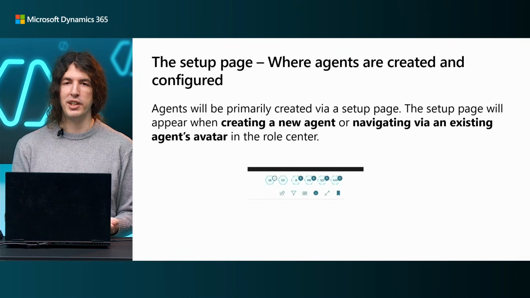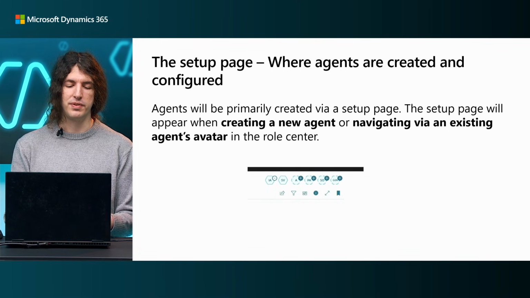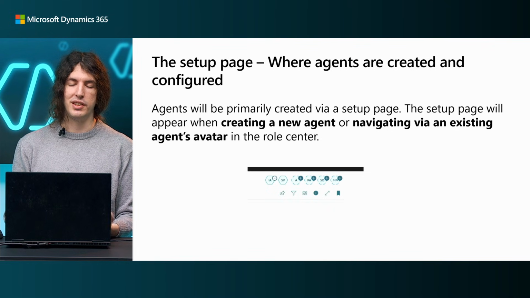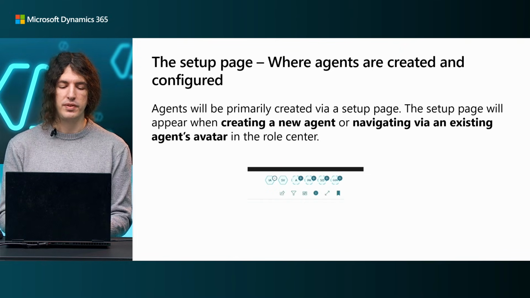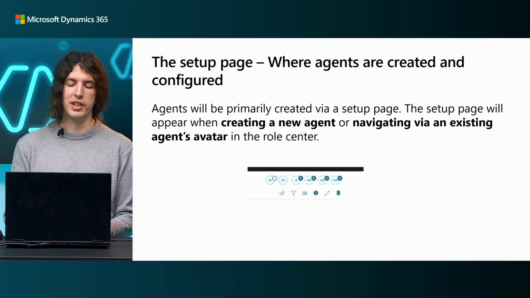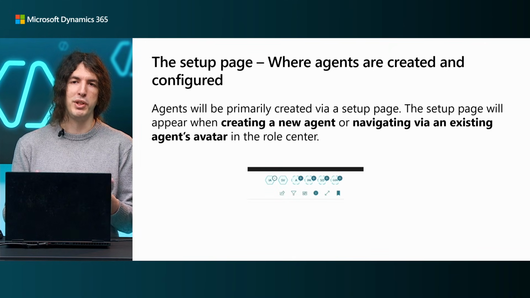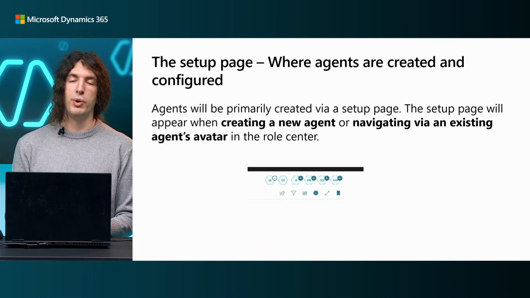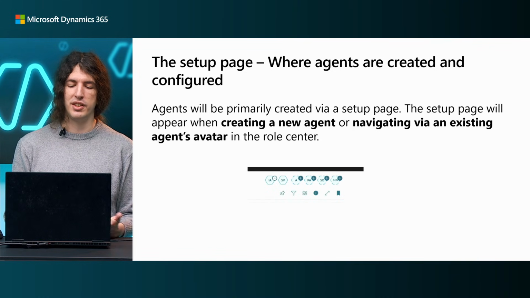But where do I create an agent? So our stop to do that is the setup page. On top of the role center, you will see icons that allow you to create agents if you so allow. If you click on them, you will get a setup page where you will be able to create new agents, and you will be the one defining the setup page for custom agents. When an agent is already created, the setup page will also be used for its configuration.